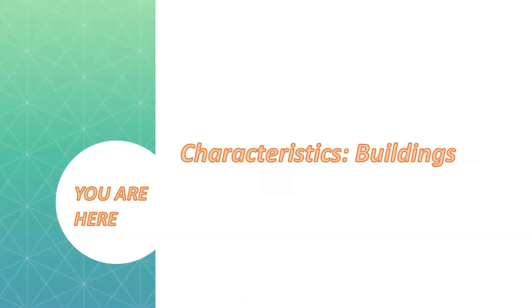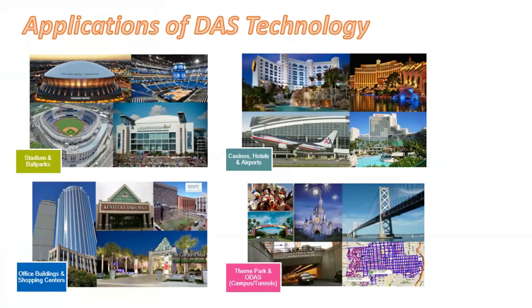Now let's talk about different characteristics of the building. We have seen different types of buildings where DAS can be utilized to improve coverage and capacity, like stadiums and ballparks, casinos, hotels, airports, office buildings, shopping centers, and theme parks, right? Now let's talk about the characteristics of different kinds of buildings. Each building has a unique property. By knowing them, it will be very easy to design that particular venue. So in addition to RF requirements, we must consider some relevant issues as well, which are dependent on the nature and the type of building.